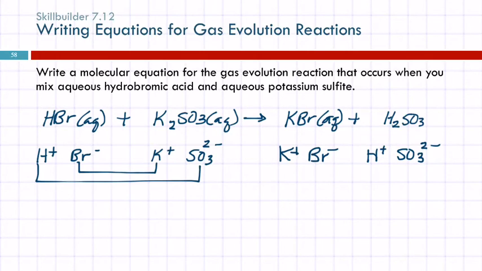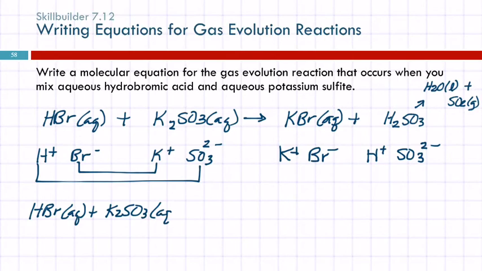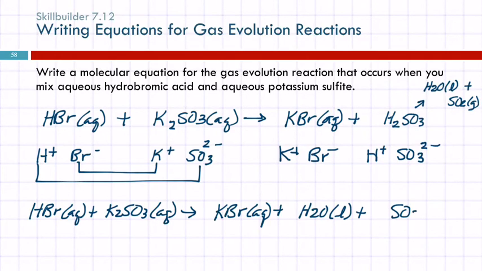And yes, it is. So this is going to decompose into water and SO2 gas. So when I write the molecular equation, I'm going to have HBr aqueous plus potassium sulfite and then I'm going to have potassium bromide, but instead of writing sulfurous acid, I'm going to write H2O liquid and SO2 gas.